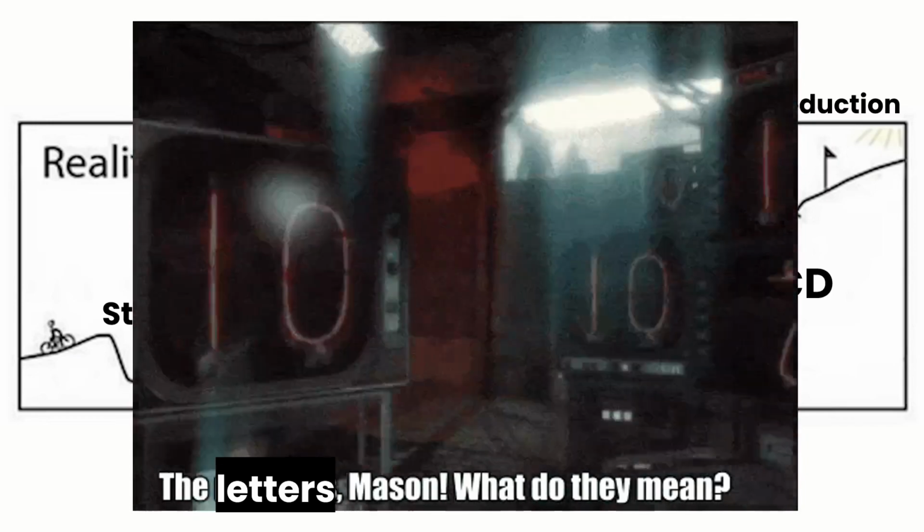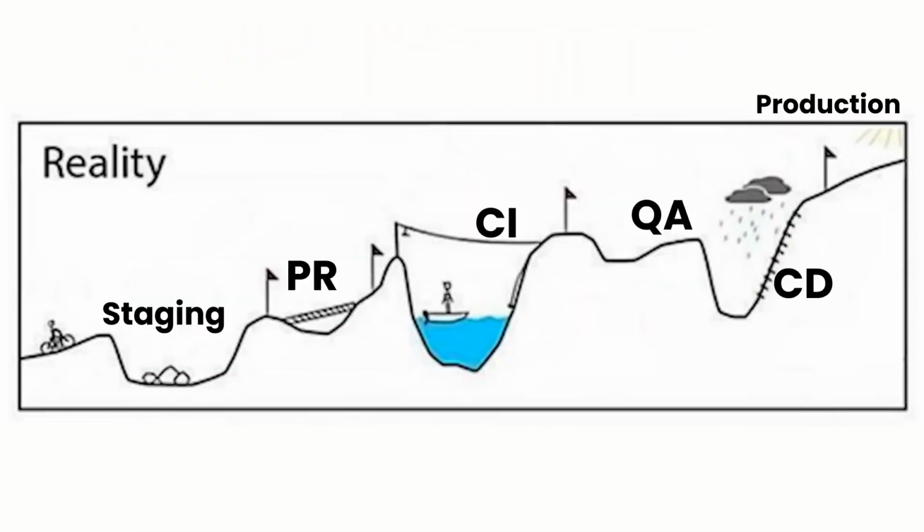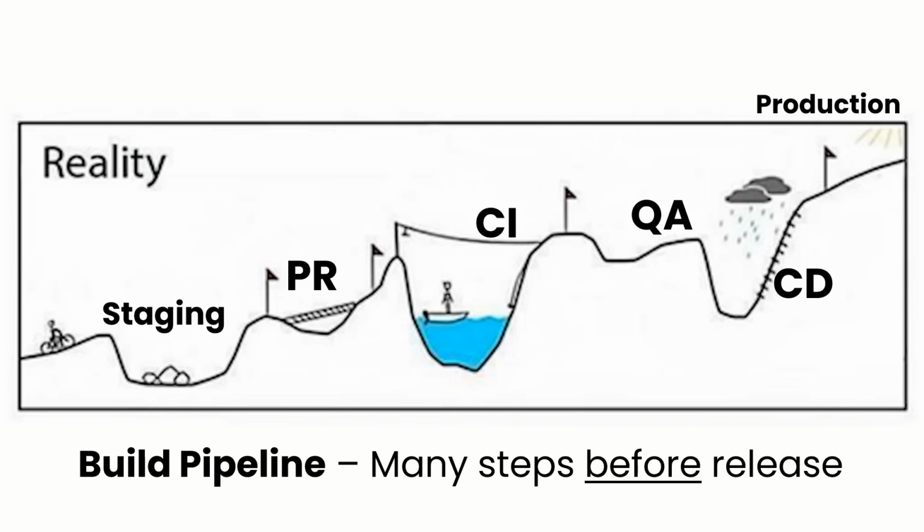This confusing series of acronyms right here is what we call a build pipeline, which is basically the steps that happen after you finish working on some code but before it is released to production. So these are the steps that you basically go through to make sure your code is ready for release and to actually release it.